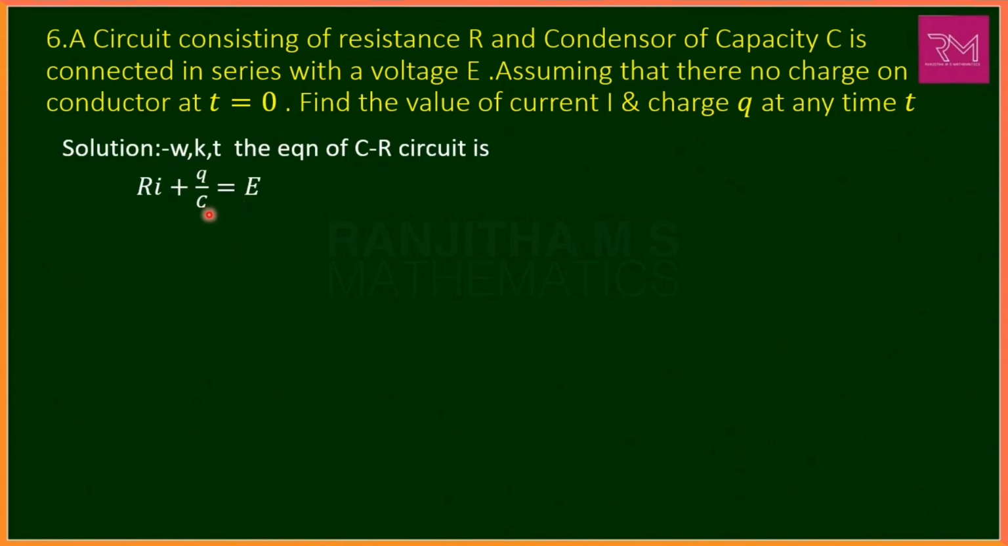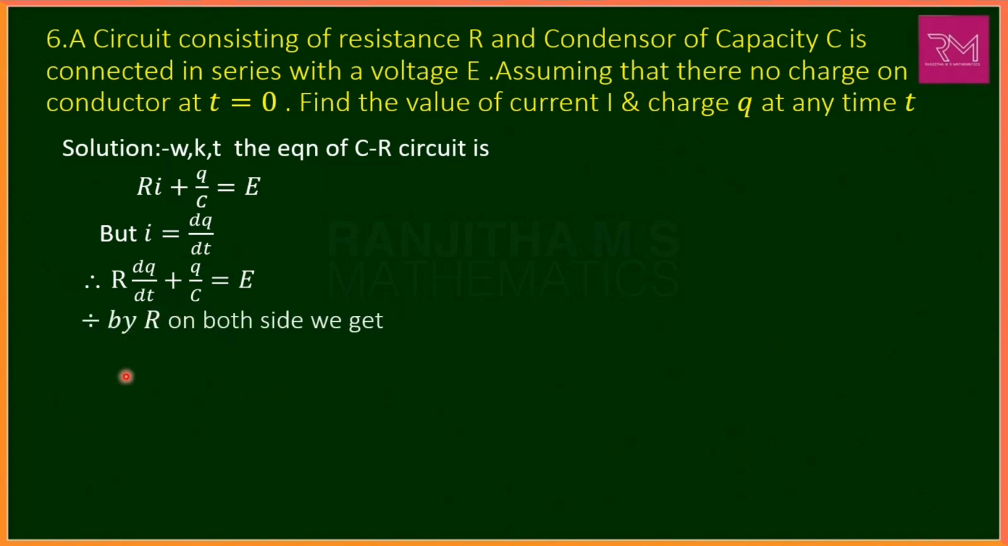To solve this problem, first consider the differential equation of the CR circuit, that is Ri plus q by c is equal to E. Next step, substitute I value, that is I is equal to dq by dt. Substituting that value, we get R into dq by dt plus q by c is equal to E. Next, divide throughout by R. We get dq by dt plus q by R into c is equal to E by R.